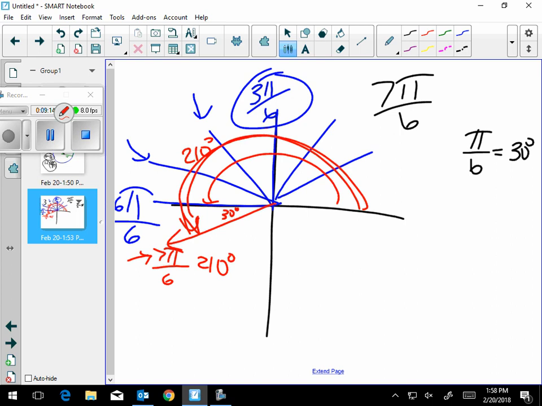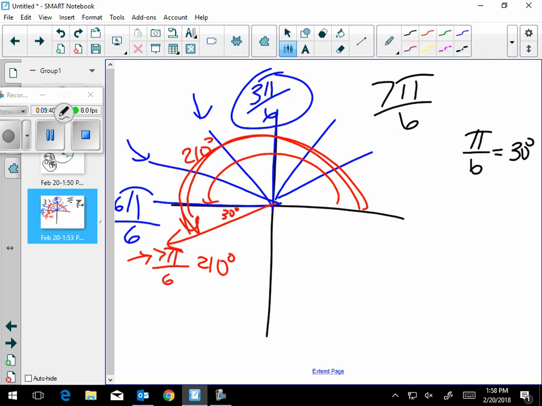210 and 7 pi over 6 are called something. They are called coterminal. You know what terminal means? Basically it means stop. Okay? The terminal is where it terminates, where it stops. If you are terminal, that means you're going to be stopping soon. Okay? So a terminal side is the place where they stop.